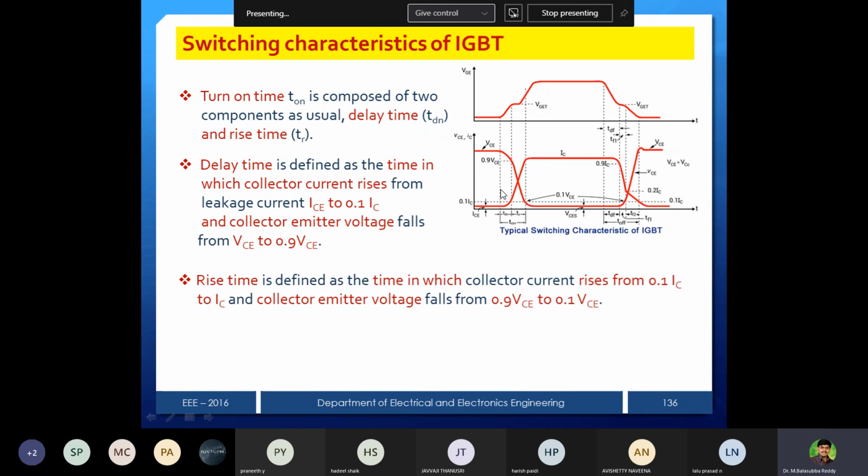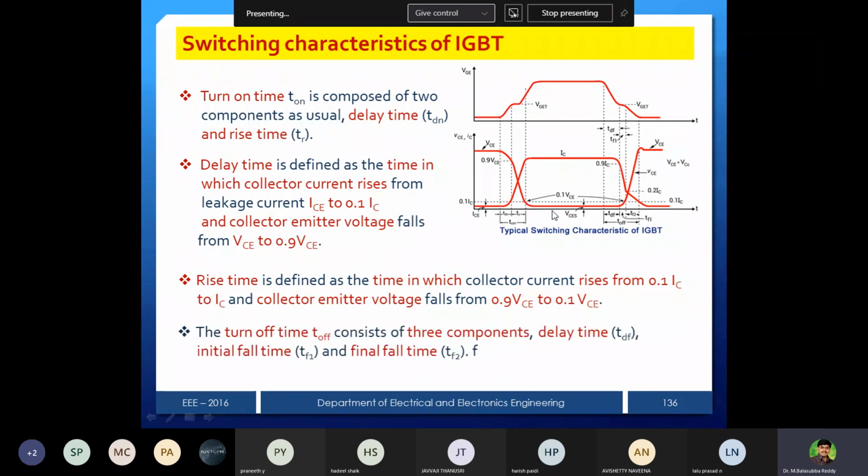Another one is the rise time. You can see the time in which collector current rises from 10% to rated current or nearly 90%, or finally it reaches the rated current. And the voltage falls from 90% to 10% of its final value. So that we call the rise time. The sum of these two we call the turn on time. And then the fall time, turn off time, you can see that it is three.